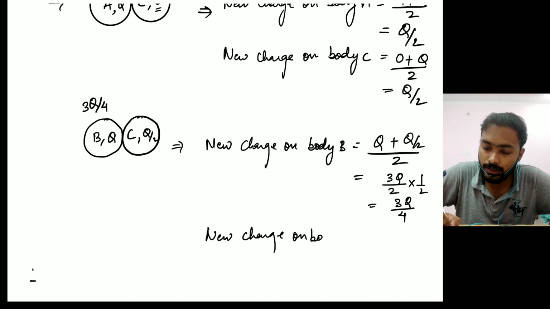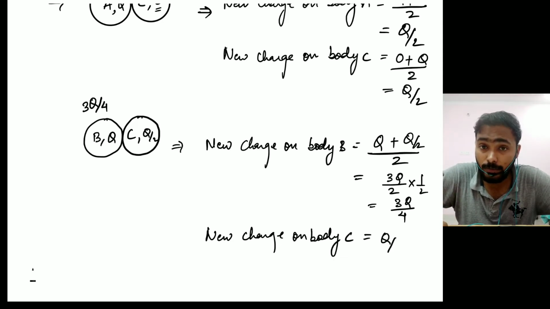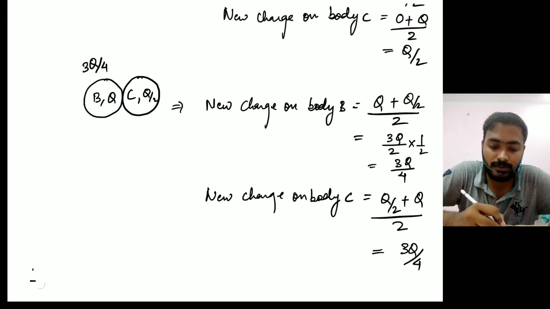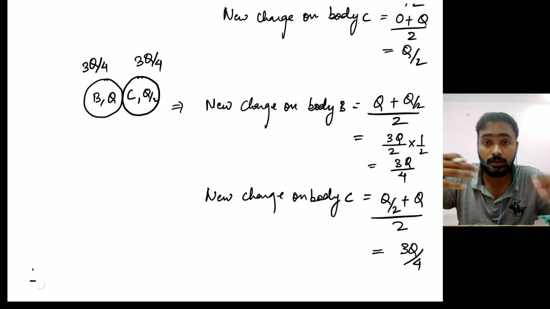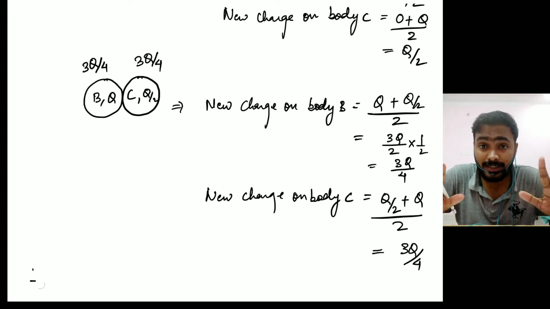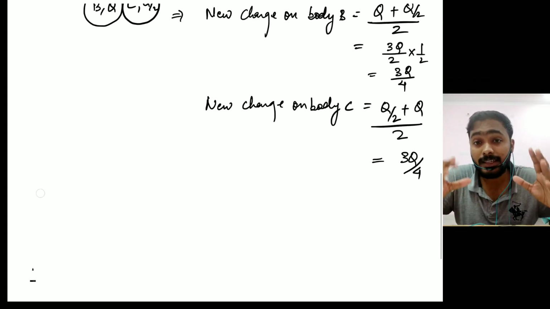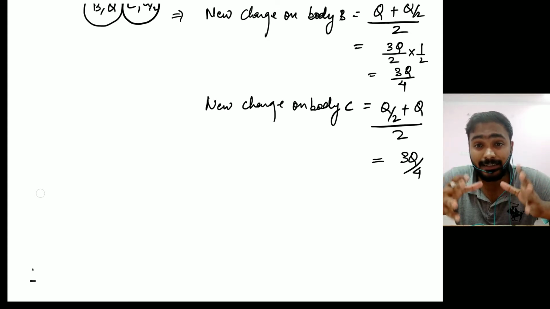Very similarly, the new charge on body C, right? Body C already had Q by 2 charge, plus Q charge from body B, divided by 2, right? Same thing, you will get 3Q by 4. So body C will also have 3Q by 4 as the new charge, right? I hope that is understandable. Great.